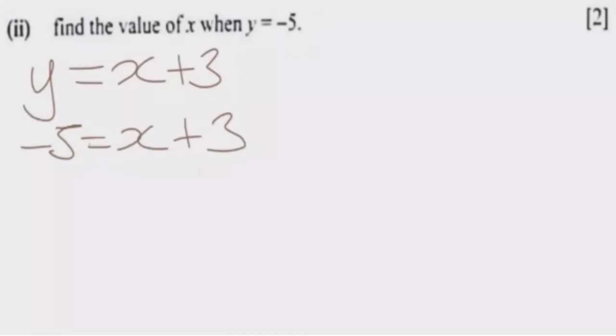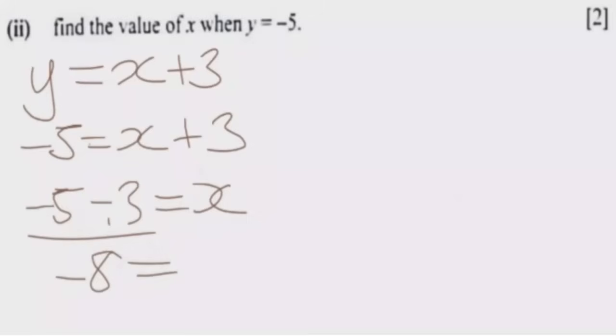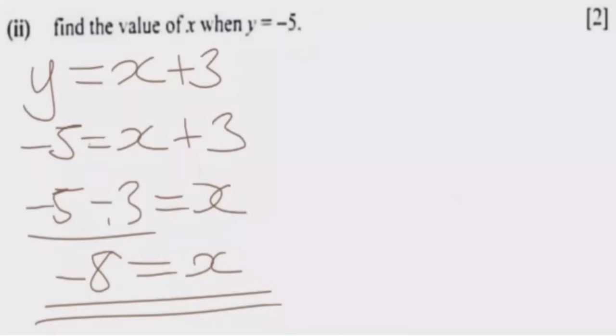Then we put like terms together. We have -5, then 3 will cross the equal sign. -5 minus 3 is equal to x. Since all the numbers have the same sign, we maintain the same sign and combine the numbers, which gives us -8 is equal to x, and that is the value of x when y is equal to -5.